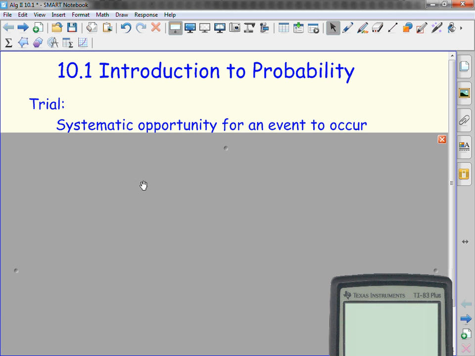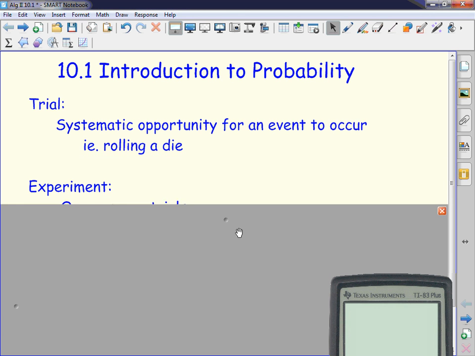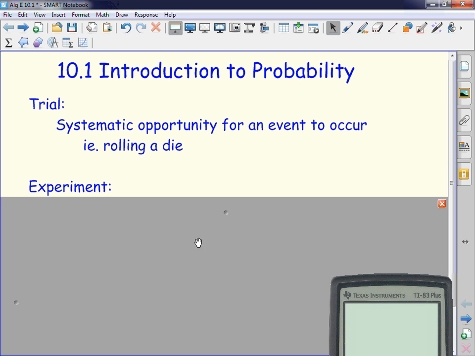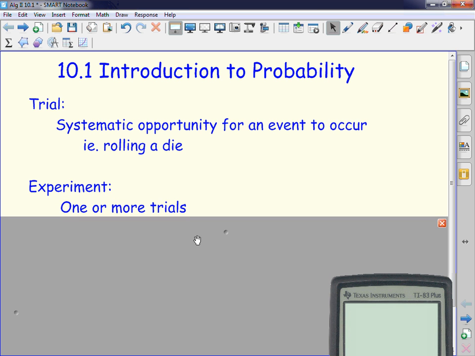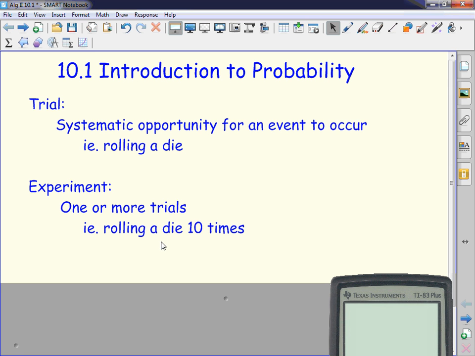In other words, rolling a die. Rolling a die is a trial. Next definition, experiment. An experiment is one or more trials. In other words, rolling a die 10 times. We have these two down.